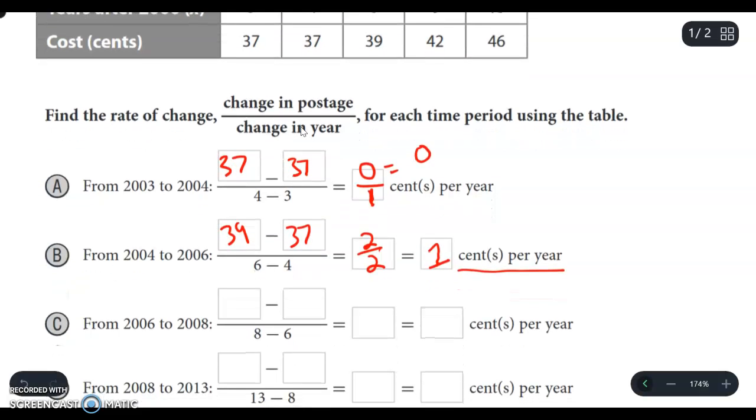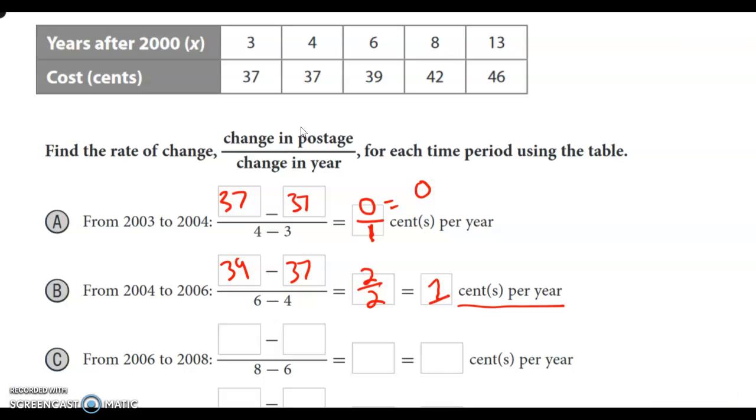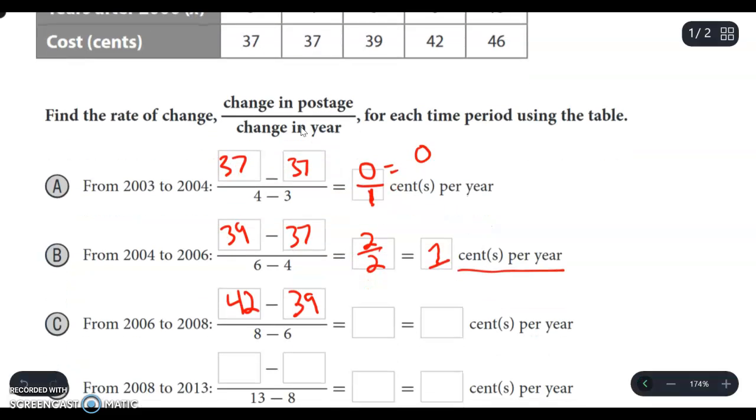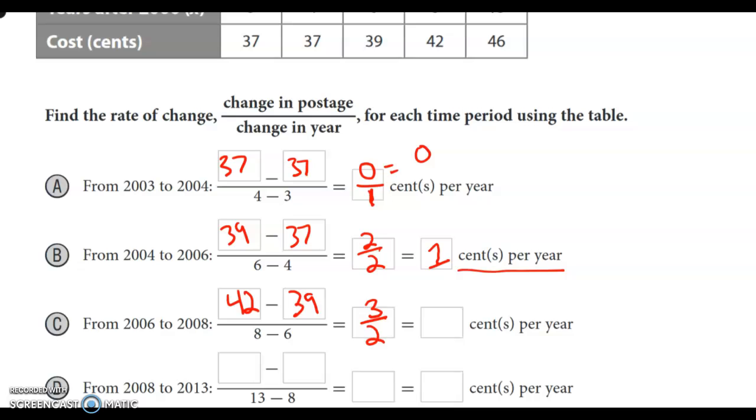Alright, next from 2006 to 2008. In 2008, it was 42 cents. And in 2006, it was 39 cents. Okay, and if you subtract that, you will get 3. So 42 minus 39 will get you 3. And then 8 minus 6 will get you 2. So 3 divided by 2 is 1.5. So it's 1.5 cents per year.